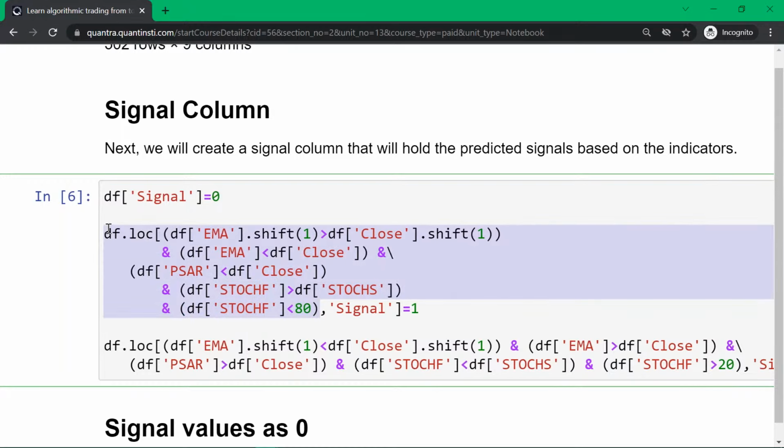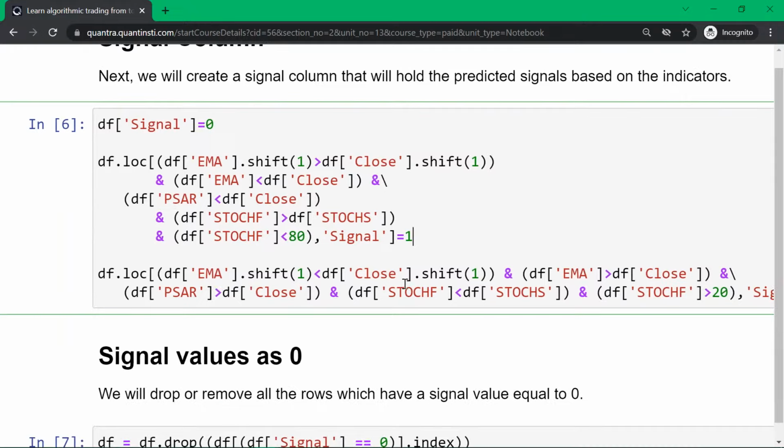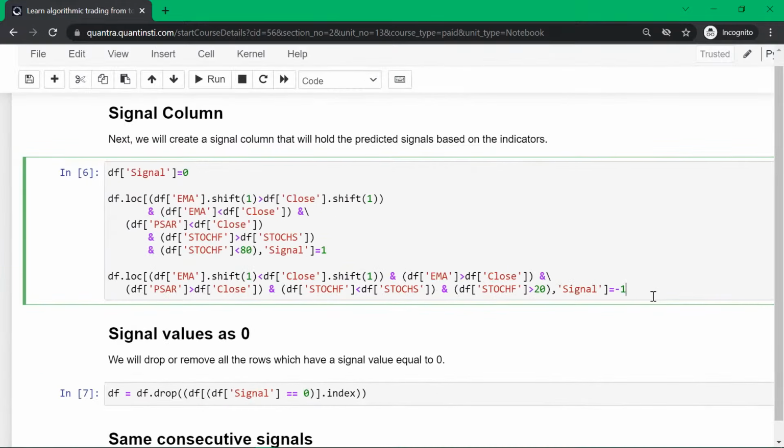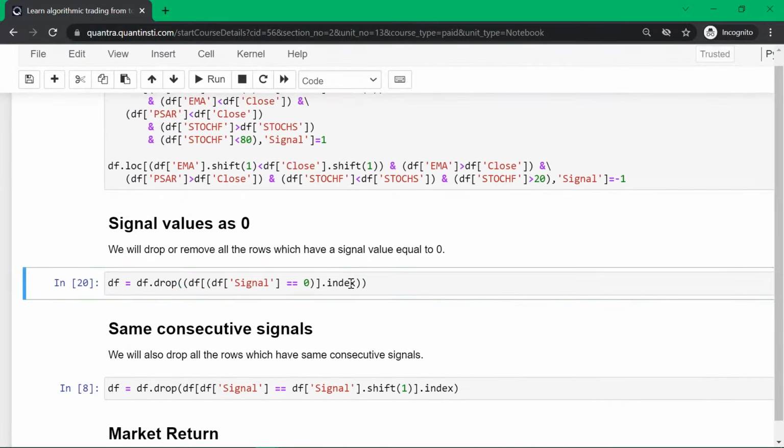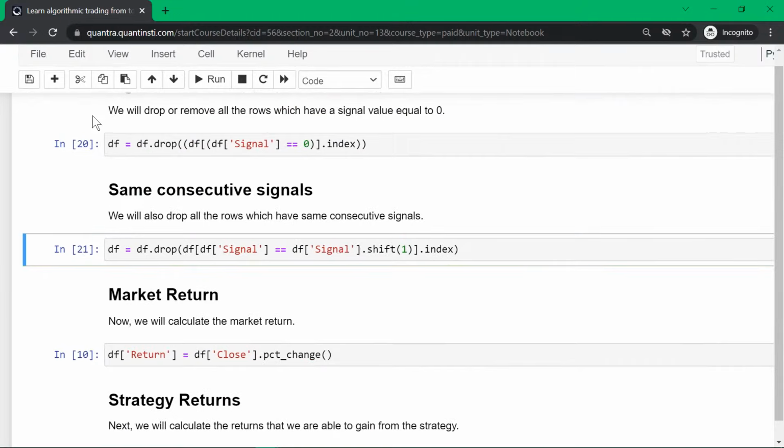If all these 5 conditions are met, we are going to take a long position. So this is how you decide a trading rule. Similarly, we have designed a trading rule for a short condition as well. I'll just run this and I'll show you how these signals are. So this is just a small data cleaning exercise.